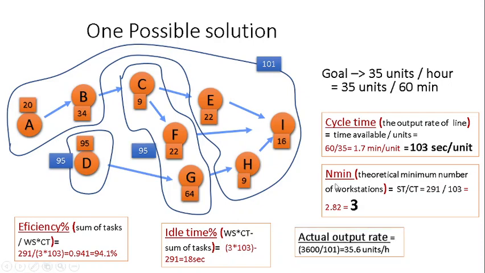And of course, we can calculate what is the actual output rate by using this setting. It's a little bit more than 35. And why is that happening? Because as you can see here, the theoretical cycle time is 103, but in reality, we have 101 seconds as our cycle time. So we have gained 2 seconds from the theoretical.